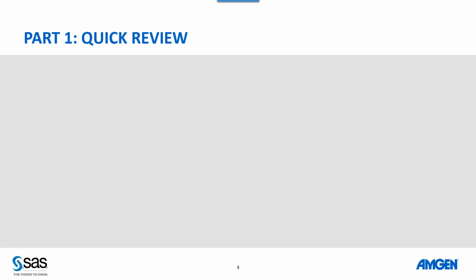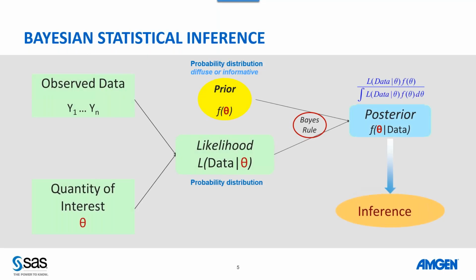Just a quick review of what we did last week. We talked about the Bayesian statistical inference. You saw a diagram like that for the frequentist one. And we mentioned that we have data, we have a quantity of interest that we want to either estimate or describe or predict. And then we have a likelihood. That is a probability distribution that we use to approximate our data. And they're all common to the frequentist approach too. The difference with the Bayesian approach, as we mentioned, is that we also have to deal with another probability distribution that is going to describe the prior information that we have.